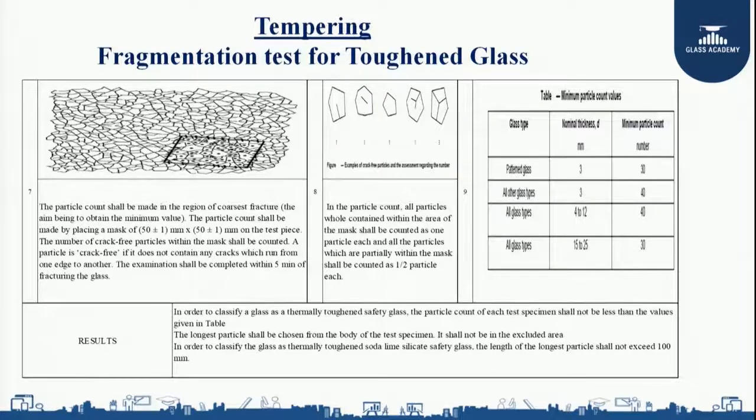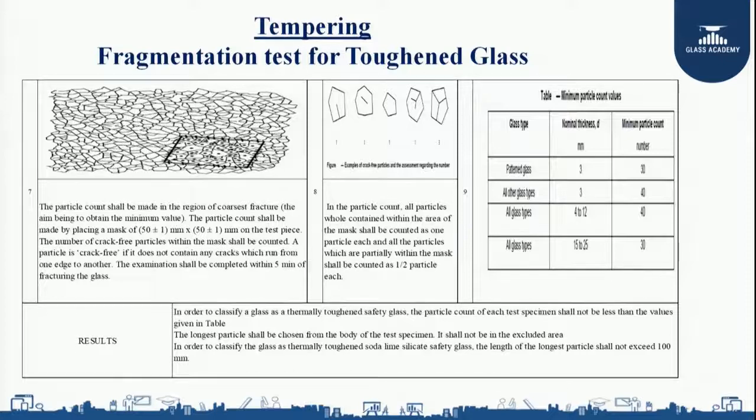In the particle count, all the particles wholly contained within the area of the mask shall be counted as one particle, and all the particles which are partially within the mask shall be counted as half particle. So at the time of counting, if I get any particle which is half in the masking area and half in the outer area, I should count that particular particle as half particle.